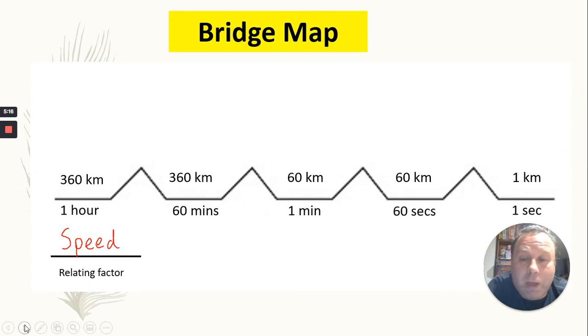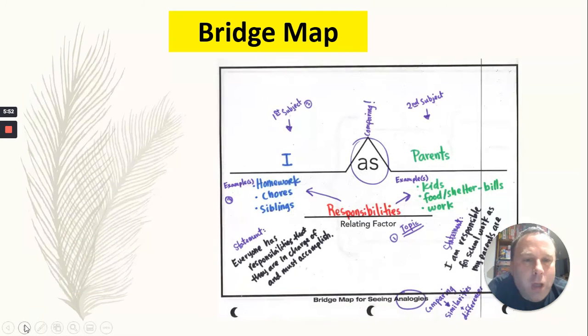I tried to use it in maths when we were looking at different speeds. We've got this idea of 360 kilometers in an hour, which is quite quick. But we can link that eventually to how quick it's going in kilometers per second. With each bridge, each step there, we've just changed one thing. We've changed the 1 hour to 60 minutes, and then we've divided both things by 60 to get it down. So bridge maps can be used in succession to show a multi-step link between two things. It can also be used to just connect two different things.